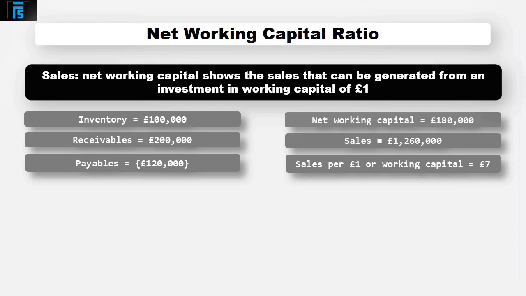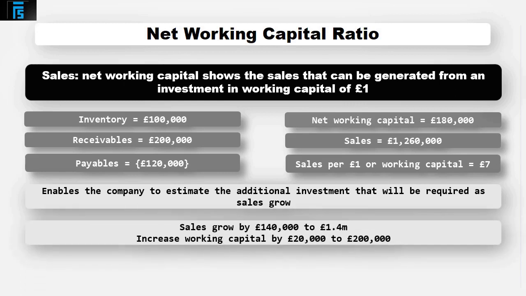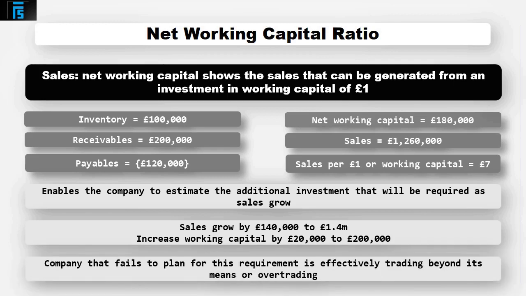The significance of this number is that it enables the company to estimate the additional investment that will be required as sales grow. For example, if sales are forecast to grow by £140,000 to £1.4 million, an additional investment of £20,000, 140,000 divided by 7, will be required, bringing the total investment to £200,000. A company that fails to plan for this requirement is effectively trading beyond its means or over-trading.